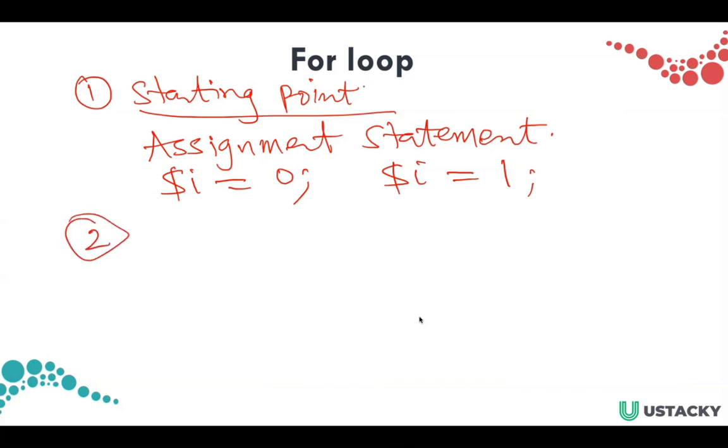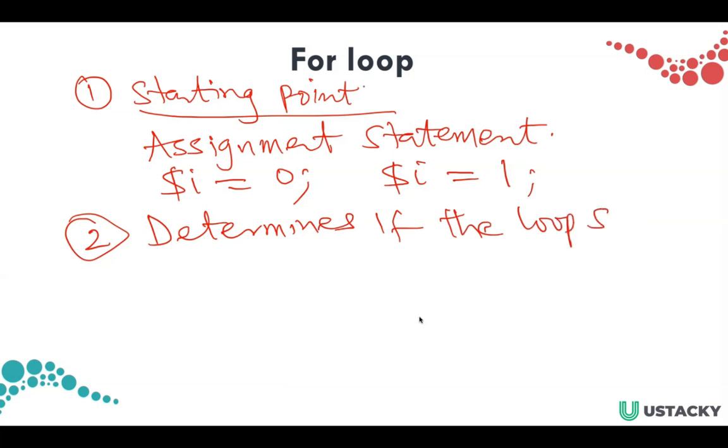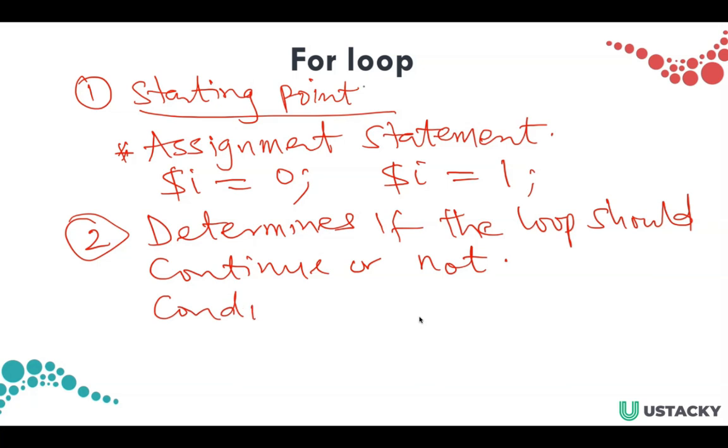The second component determines if the loop should continue or not. And this is actually a conditional statement. The starting point is an assignment statement. For the second component, it has to be a conditional statement. That is, it is either true or false.